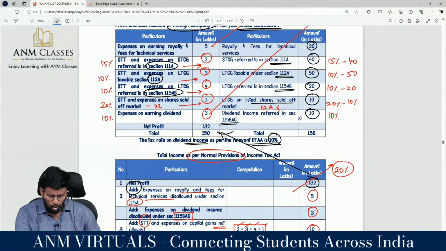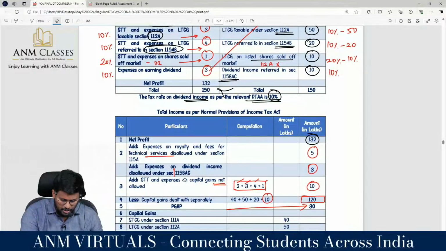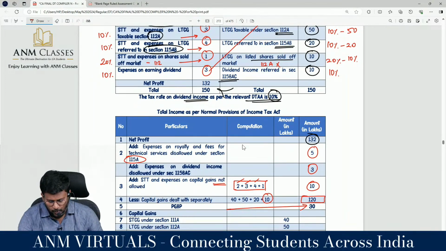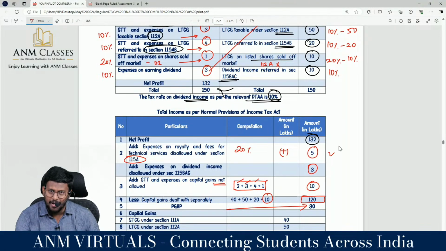Correct? So only the PGBP has to be taken care of. I have started with net profit of 132 lakhs. I have added back expense on royalty and fees for technical service, which is disallowed under 115A, because 115A will be taxable at a concessional rate of 20% on gross. Expense will not be allowed, so I have to add back. So I have added back 5 lakh. Are you clear with this point?